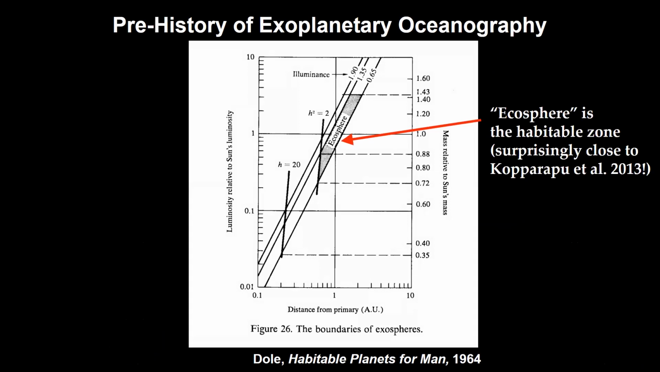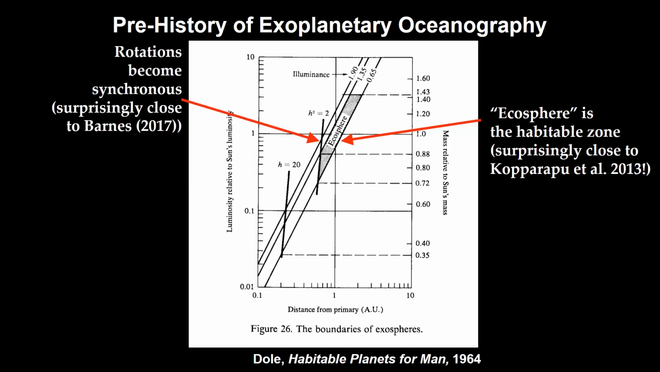What we call the habitable zone, he called the ecosphere. And when you look at these limits that he derived, it's surprisingly close to the habitable zone from Ravi Kopparapu's paper. What's also here is this line right here, h squared equals 2. What Professor Dole did was he looked at our solar system and said, wherever I see a tidal bulge that is in excess of the square root of 2 feet, that planet or that moon is tidally locked. And so that's the origin of the theory of tidally locked exoplanets, is this plot right here.